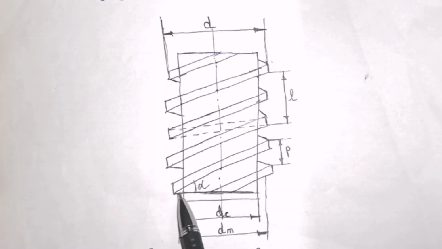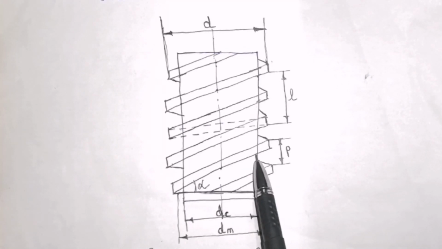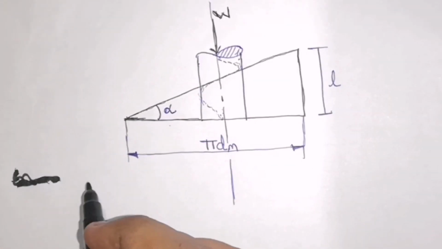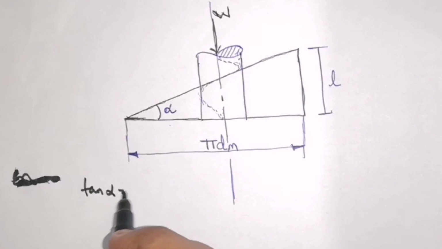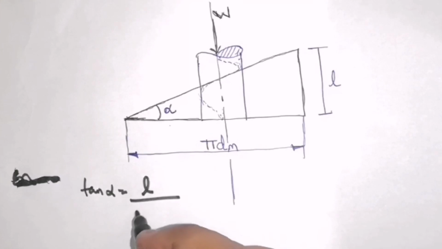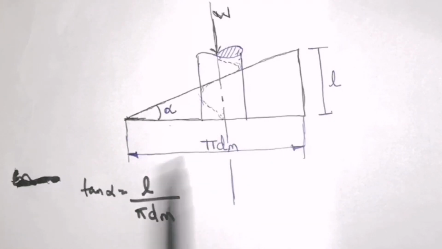It is defined as the angle made by the helix in the plane perpendicular to the axis of the bolt. To determine this angle alpha, let us imagine one thread of this screw is unwound and developed as shown in the figure. From this figure we can write tan alpha is equal to opposite, that is L, divided by adjacent, that is pi multiplied by dm. This pi dm is the circumference taken with the mean diameter.